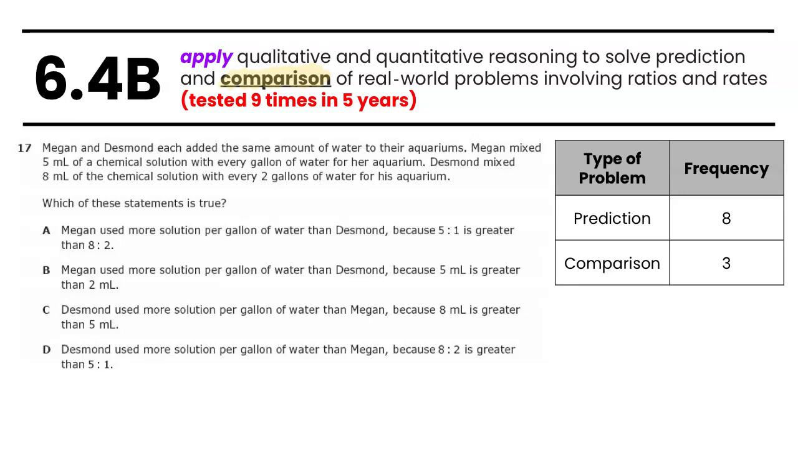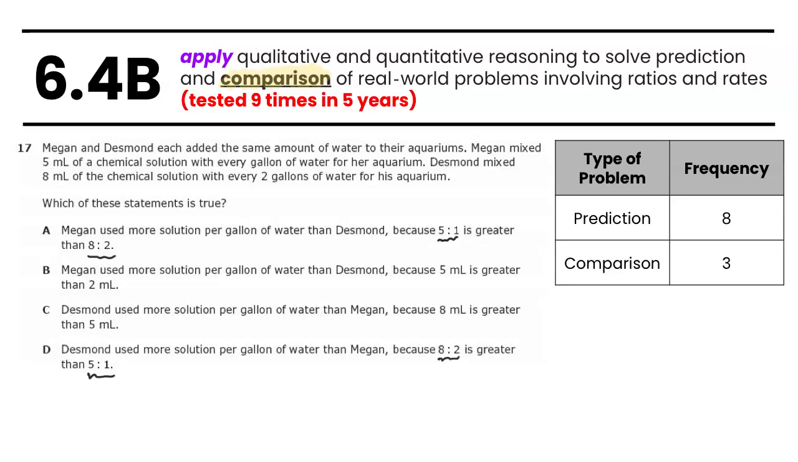First of all, students need to realize that rates can be written as ratios. You'll see that in answer choice A and answer choice D. So not only do you have to have them writing it like we did for the previous TEK, where they write it as a fraction, but you should also have students engaging with rates as a ratio. 5 to 1, 8 to 2, things of that nature.